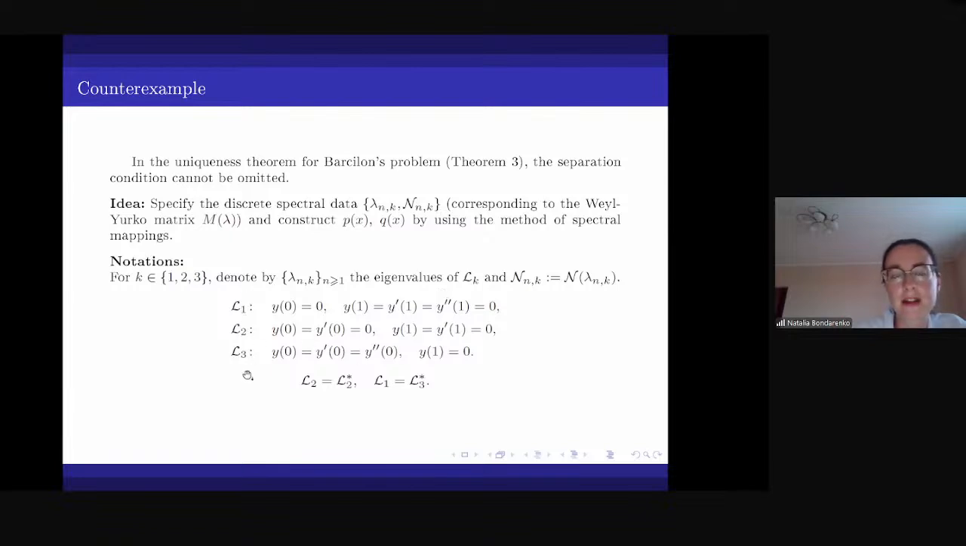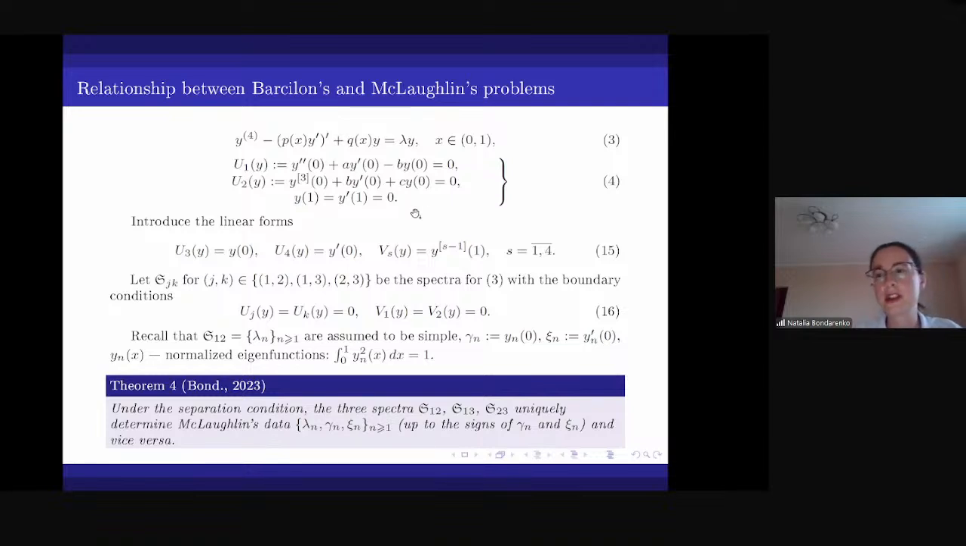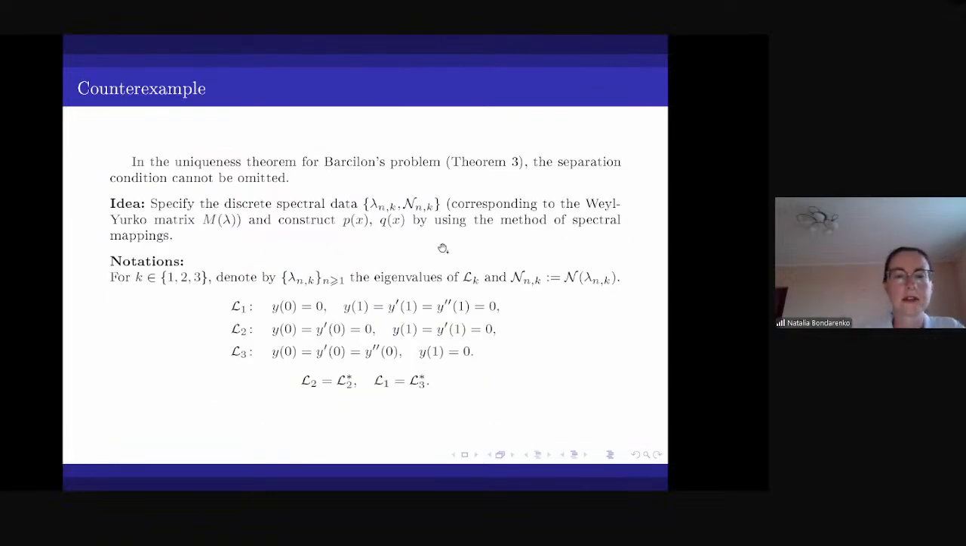For convenience, the problems L1, L2, the boundary conditions for this problem are presented here. Here I use the simplest boundary conditions of the lowest orders. I don't use McLaughlin's conditions because in them there are also constants A, B, and C, and they make a construction of a counterexample more complicated. So we construct it for the most simple case, but this case is included in the cases considered in Barcelon's paper.